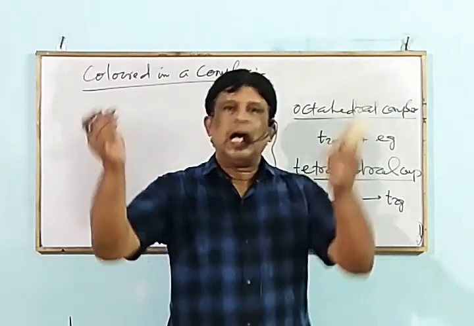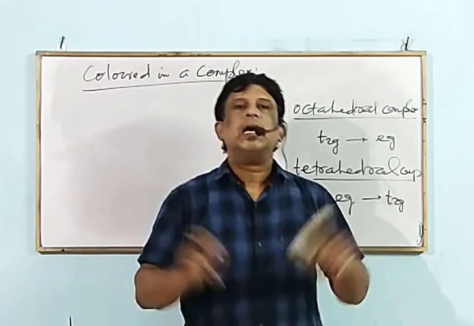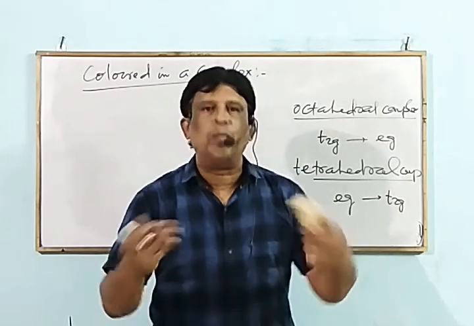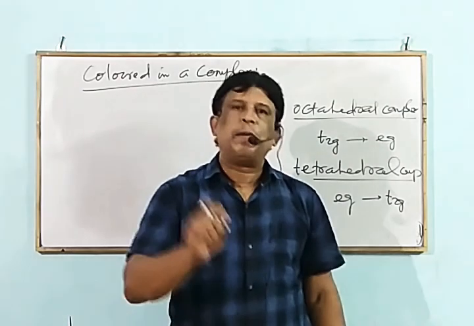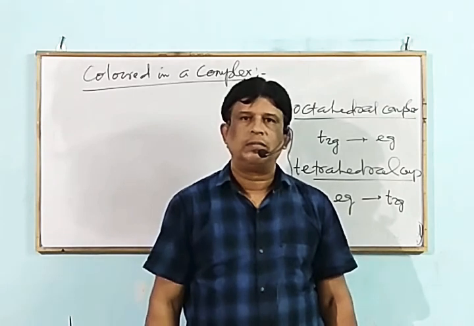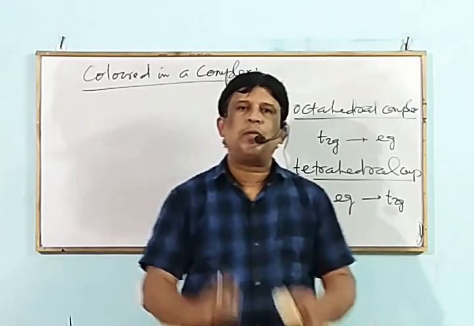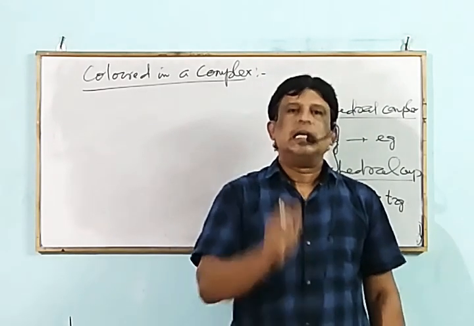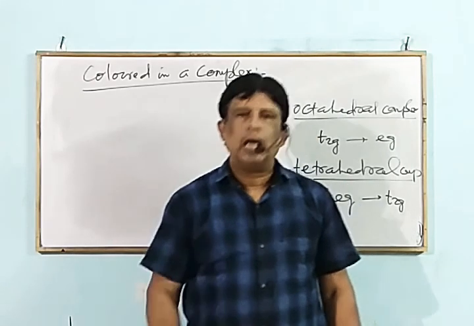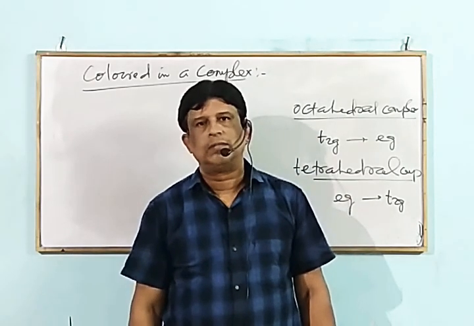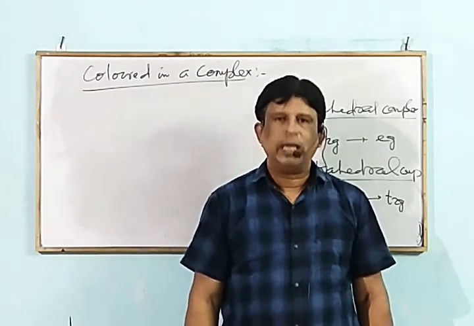When it absorbs a color from the sunlight, one color is absorbed and we observe its complementary color. And it is possible if there is a presence of unpaired electrons. But in some complexes there is an absence of unpaired electrons. In that case, no d-d transition takes place, so those complexes are colorless. It is all about the chapter coordination compounds.